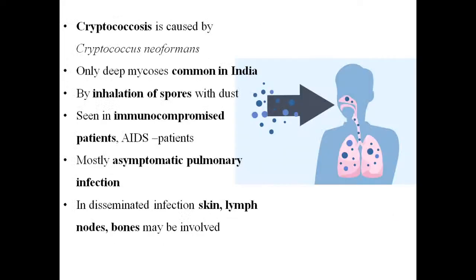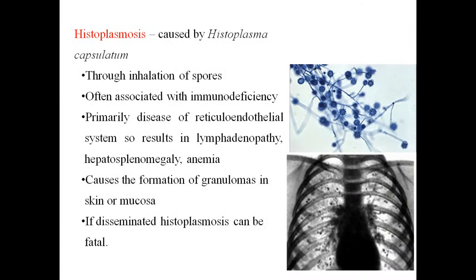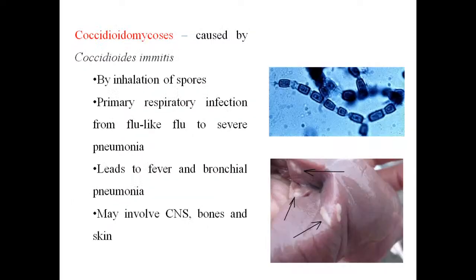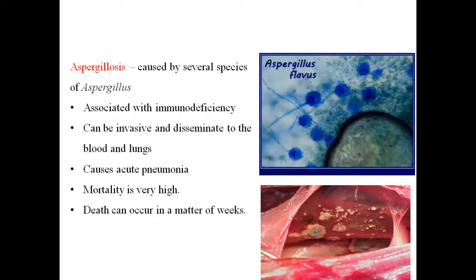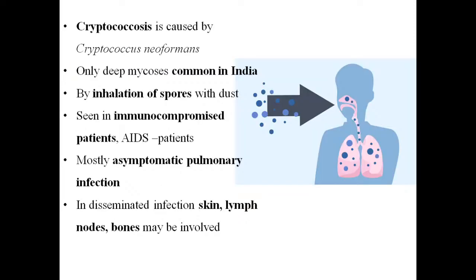So you may see that all deep infections have the same mechanism. Histoplasmosis occurs through inhalation of spores, primarily causing infection of the lymphatic system, then disseminates and infects other organs. Coccidioidomycosis also occurs through inhalation of spores, causes pneumonia and infects other internal organs. In aspergillosis also, infection occurs because of inhalation of spores, infects lungs and may disseminate. Cryptococcosis is the same, by inhalation of spores, then may infect other internal organs.